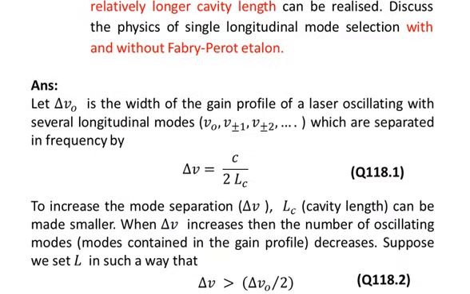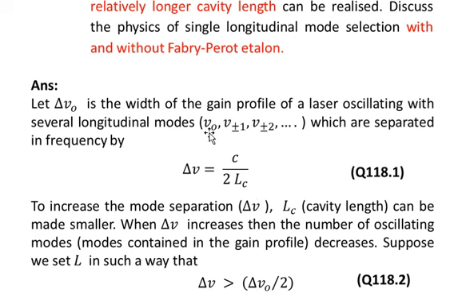The answer is: let delta nu naught be the width of the gain profile of a laser oscillating with several longitudinal modes. For example, nu naught, nu plus minus 1, nu plus minus 2, and so on, which are separated in frequency by delta nu equal to C over 2 times LC, where LC is the cavity length of the laser.